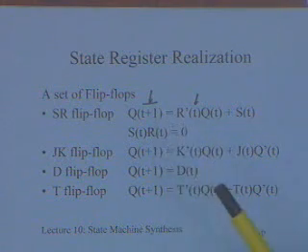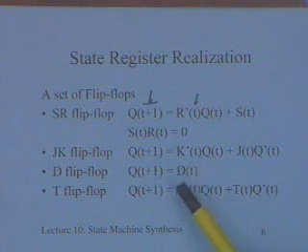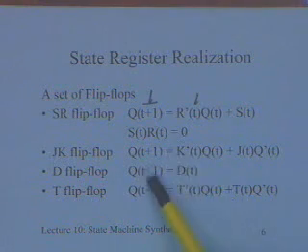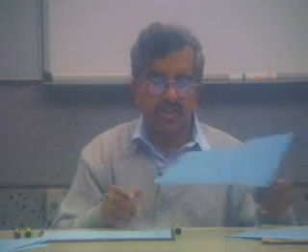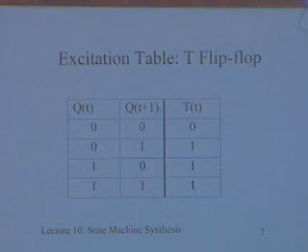JK and SR flip flops have 2 inputs, D and T have only 1 input, apart from the clock input. Clock input is implicit in all of these flip flops. So once we have this characteristic equation, then we go ahead and have what is called an excitation table. I am drawing an excitation table for the T flip flop. You can draw the excitation table like this for any of the other flip flops.